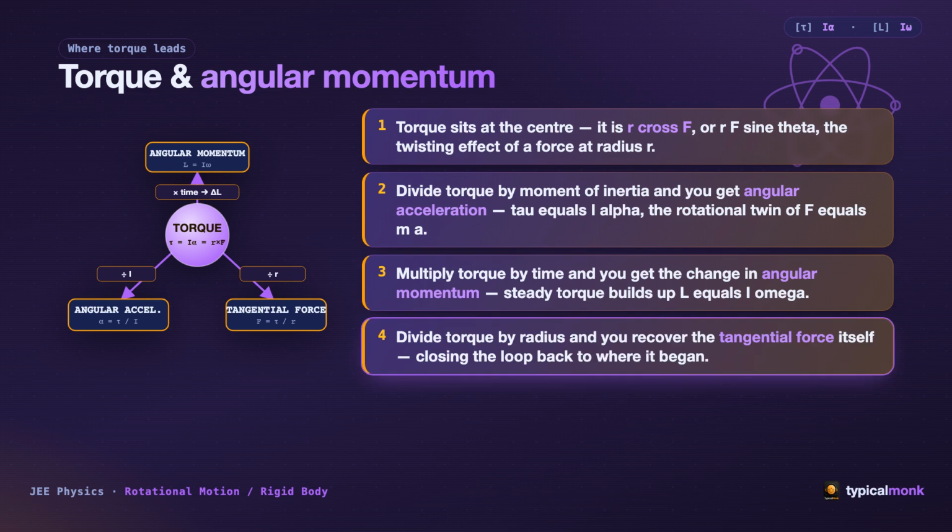And here is the deepest link. Torque is the rate of change of angular momentum, tau equals dL by dt. This single line is why angular momentum stays constant the moment torque disappears. Lisa used to think torque and angular momentum were two separate topics until she saw that one is simply the time derivative of the other.